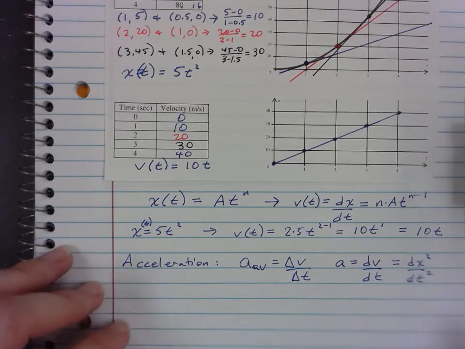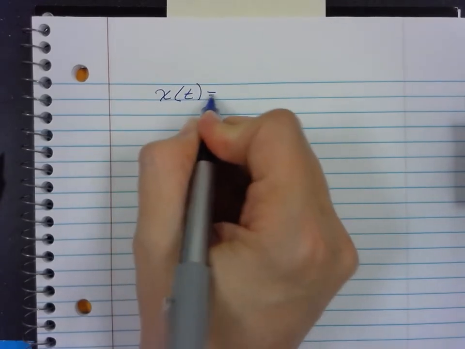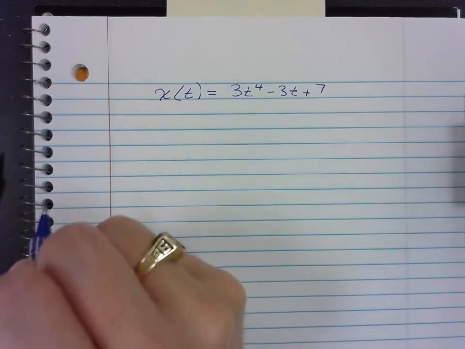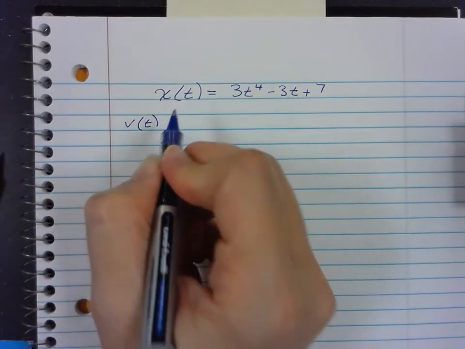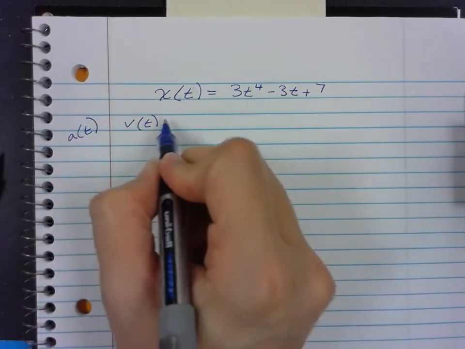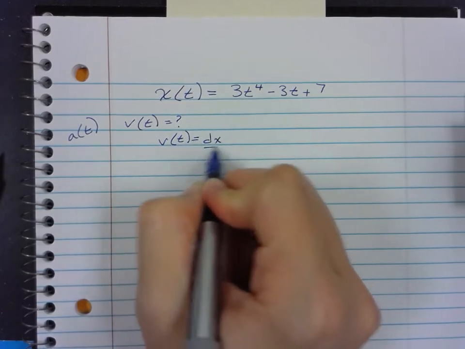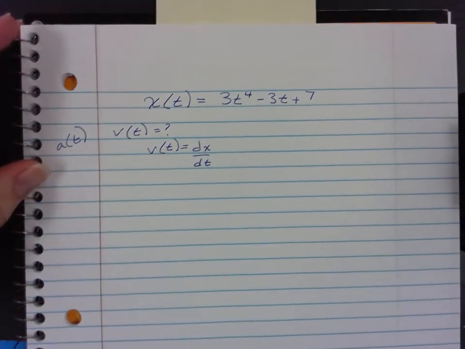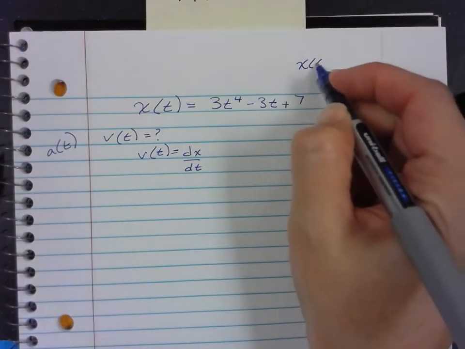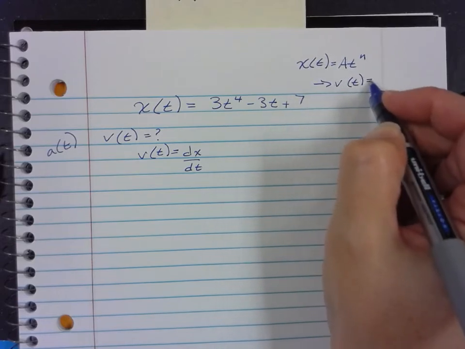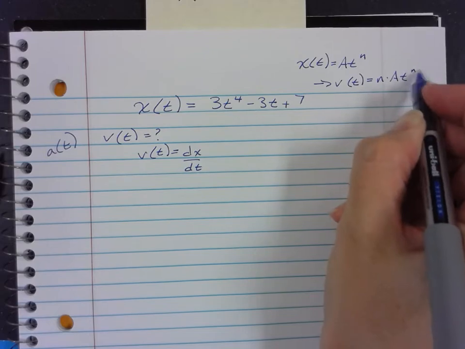So I have one more example. Let me turn the page. And this one's a little bit longer on purpose. So x of t equals 3t to the 4th minus 3t plus 7. And I first want to know v of t, and eventually I want to know a of t. So I need to do the derivative, dx/dt. And let me write the formula back on this page. If x of t is a t to the n, then v of t equals n times a t to the n minus 1.